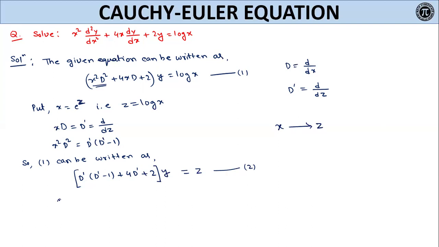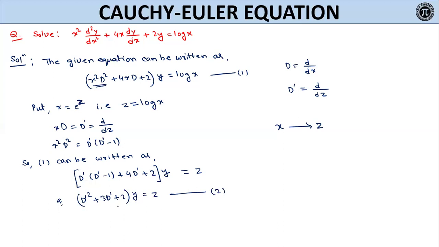Now if you simplify this, you will get D dash square minus D dash plus 4D dash plus 3D dash plus 2, into y, this is equals to z. Suppose this is equation number 3. Here you can see this is the differential equation which we have solved in lecture number 1, 2, etc. The coefficients are constant numbers, the dependent variable is y, and the independent variable is z.